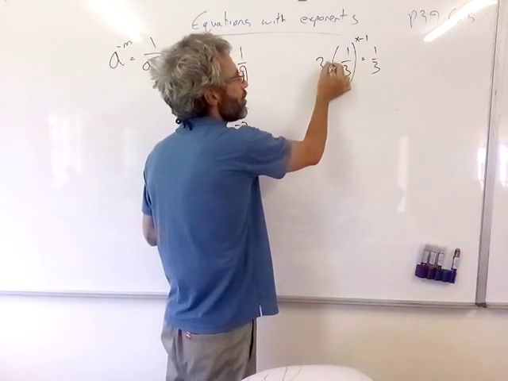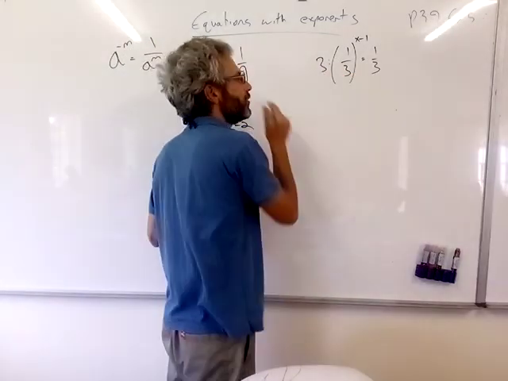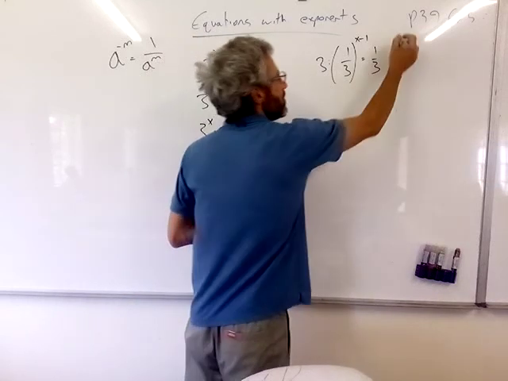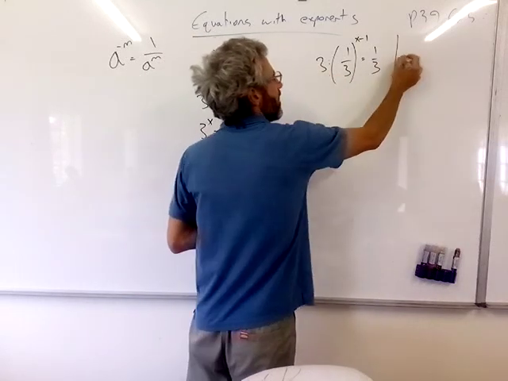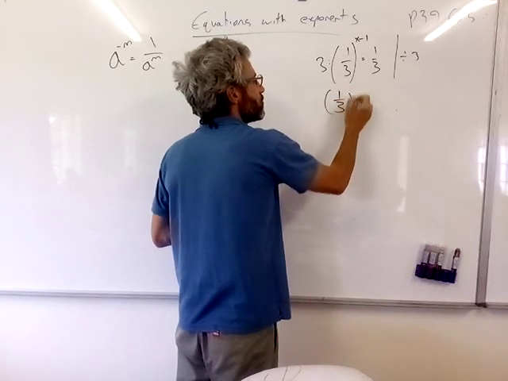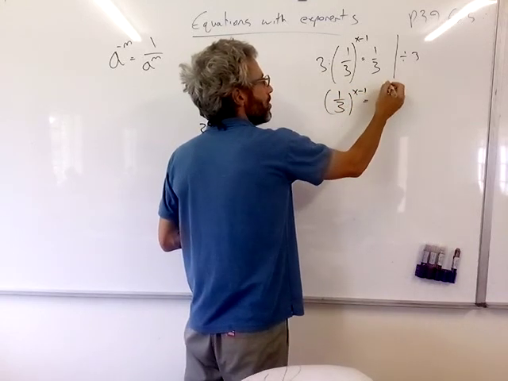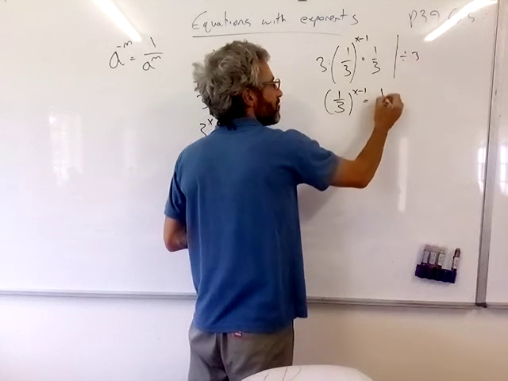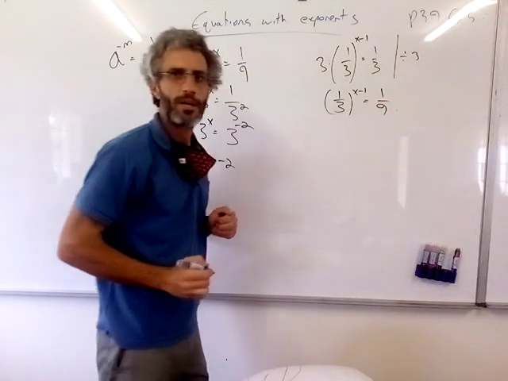Yeah. Okay. A little bit more tricky is we've got this one. What's the first thing to do when I have 3 times a third? Take the 3 over. So I need to divide by 3. I need to get rid of that. So that's going to be 1 over 3 to the power x minus 1 equals, what is 1 over 3 divided by 3? It's 1 over 9.